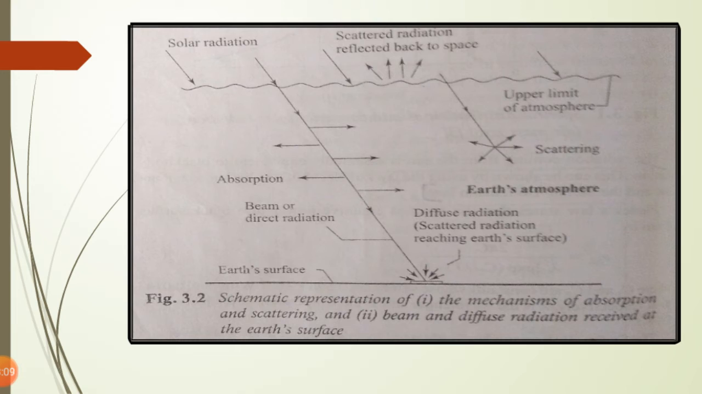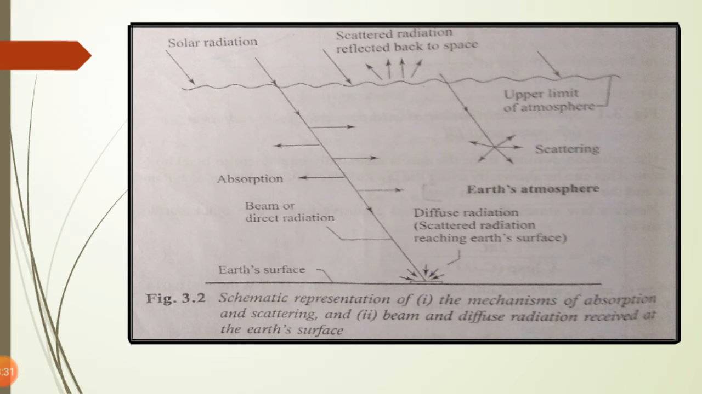But some radiation is absorbed by the gaseous or particulate matter present in the atmosphere. So the horizontal arrows shown in the figure indicate absorption of the solar radiation. That means the absorption mechanism. Now some radiation undergoes scattering. That means on the right hand side in the figure, there is scattering.